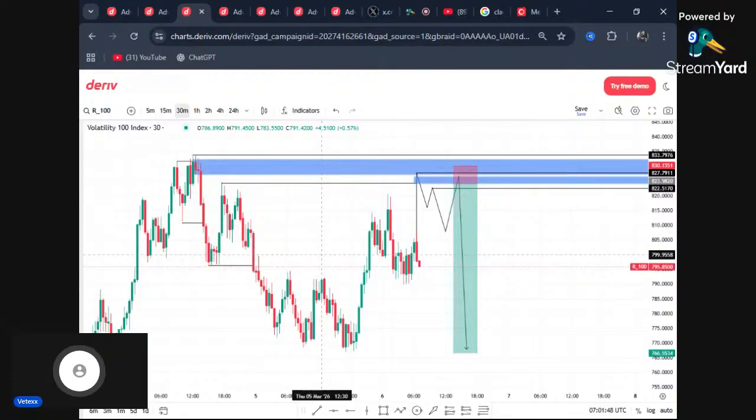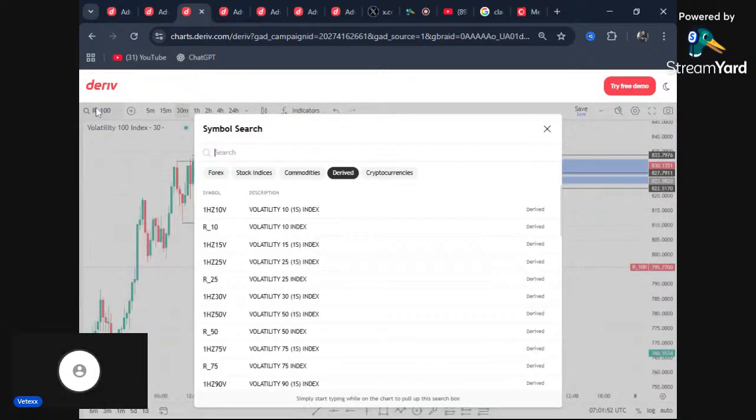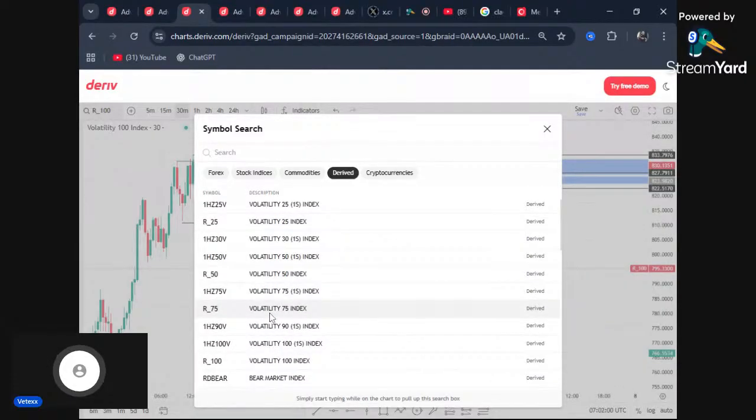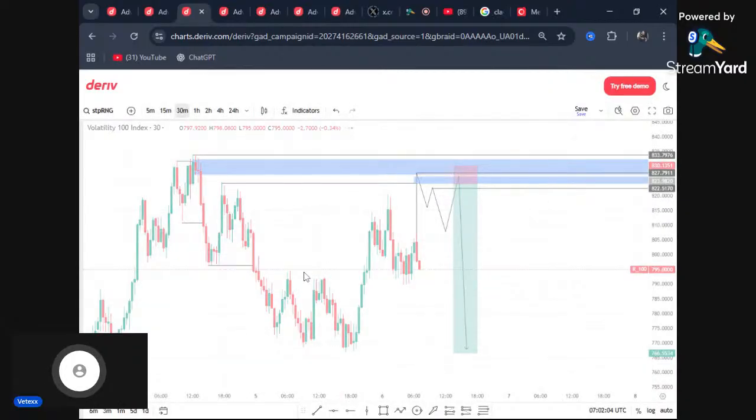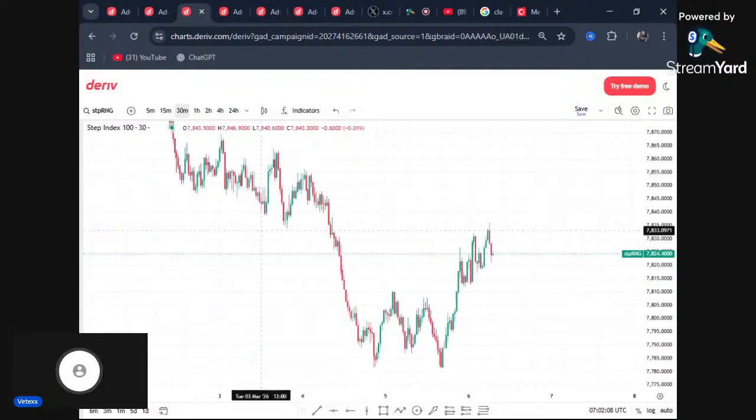So the next pair we are going to check is what? Remember we've done V10, V15, V25, V25 1s, V30, V50 1s. So now we are going to step index. Let's go to step index starting from step 100. Alright, so starting from step 100, let's see what we have on step 100.